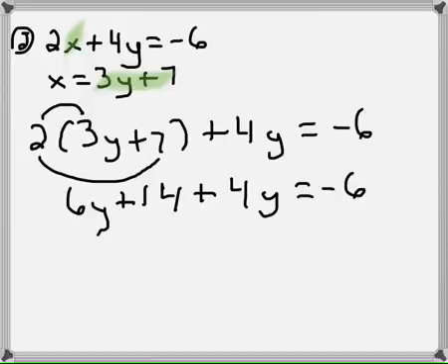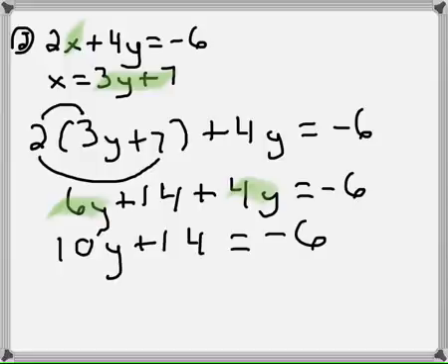Now I need to look for like terms that I can combine together. Where are my like terms? I'm going to highlight them. There's a 6y and there's a 4y. They're like terms because they both have y's. 6y plus 4y is 10y. And then I have to copy the 14 and the equal and the negative 6.